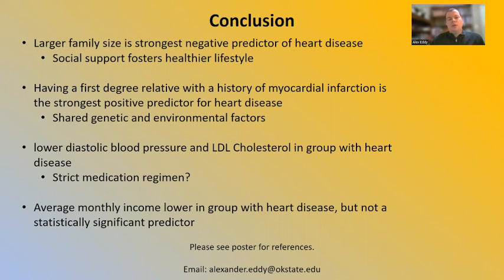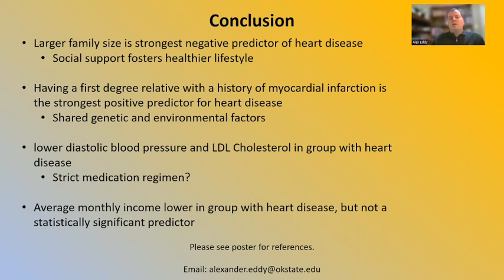So in conclusion, based on the prior graph, the strongest negative predictor of heart disease was actually larger family size, and perhaps that's because social support fosters a healthier lifestyle. The strongest positive predictor of heart disease was having a first-degree relative with a history of myocardial infarction. Perhaps this is because of shared genetic and environmental factors.